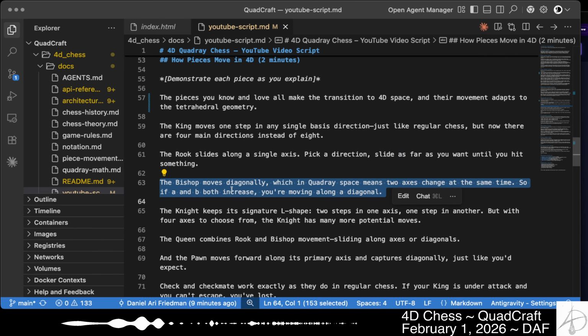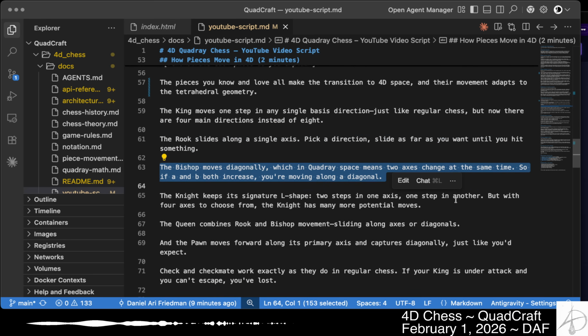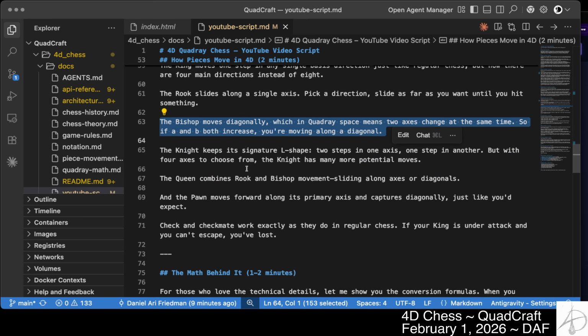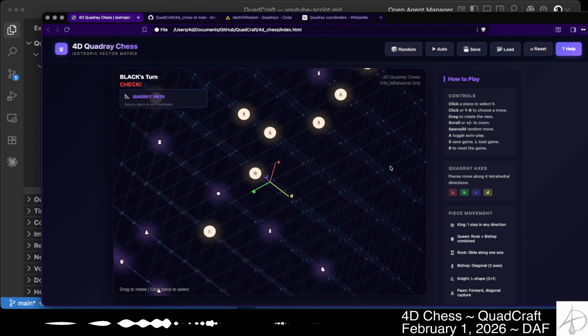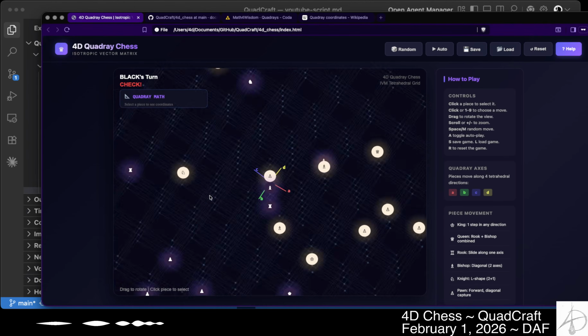The bishop moves diagonally, which in Quadray space means 2 axes change at the same time. So if A and B both increase, you're moving along a diagonal. The knight keeps its signature L shape, 2 steps in one axis, 1 step in another. With 4 axes to choose from, the knight has many more potential moves. So let's move a knight.